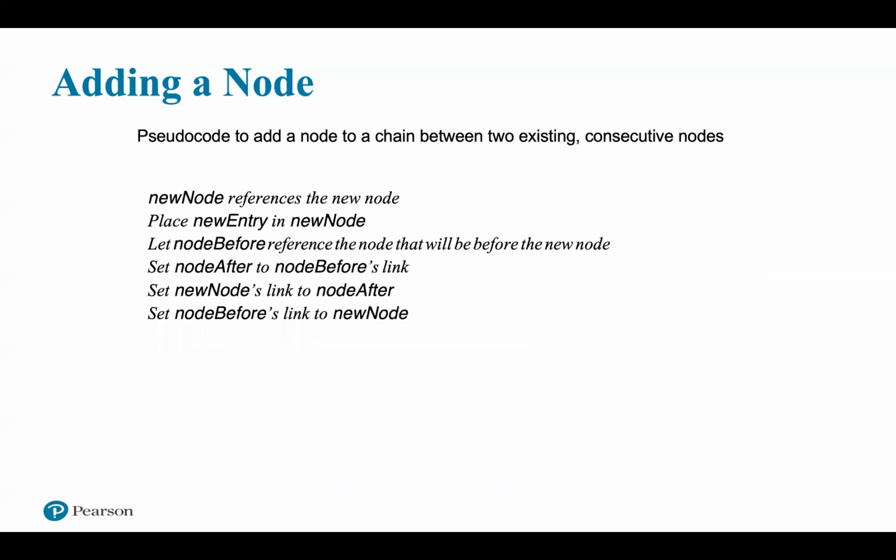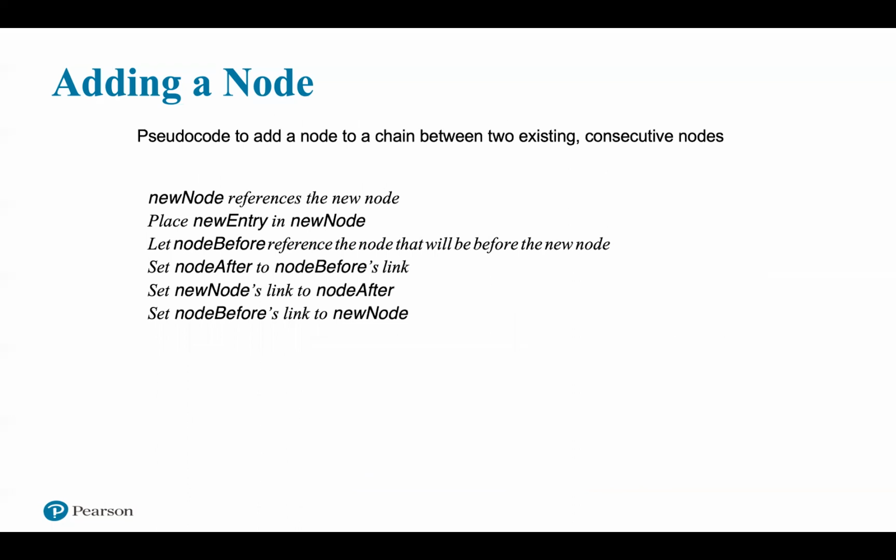So let's look at case 3, adding a node between adjacent nodes of a chain. Because the ADT list allows additions between 2 existing entries, we must be able to add a node to a chain between 2 existing consecutive nodes. The necessary steps for this task are described first here, listing with pseudocode.